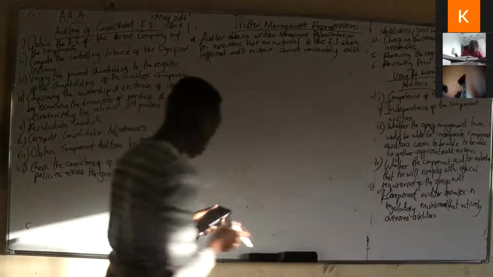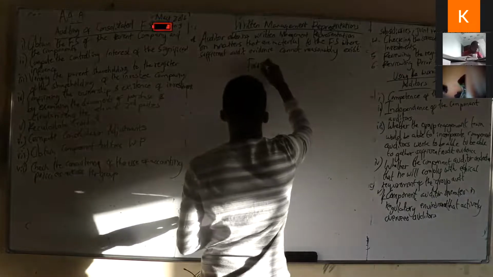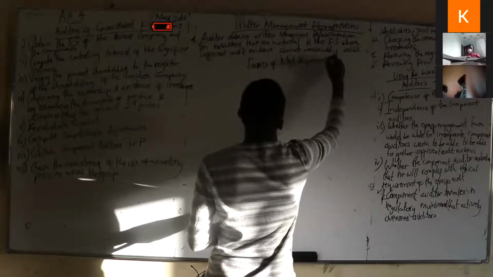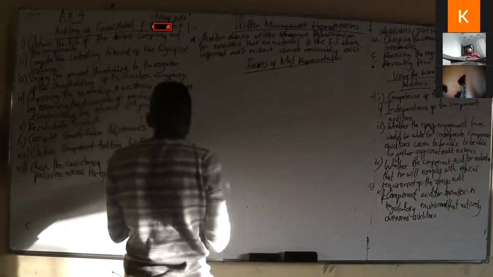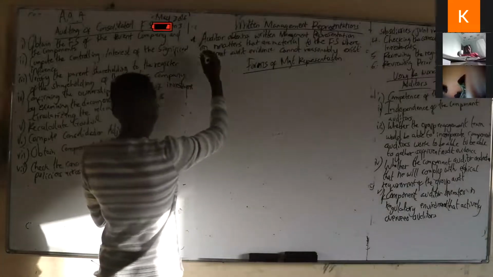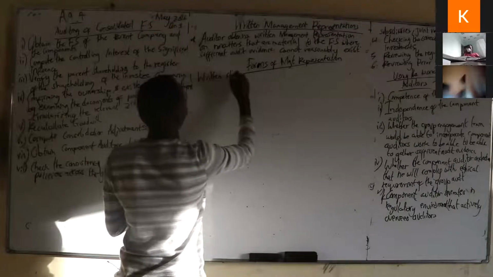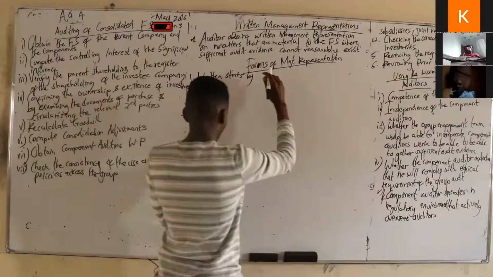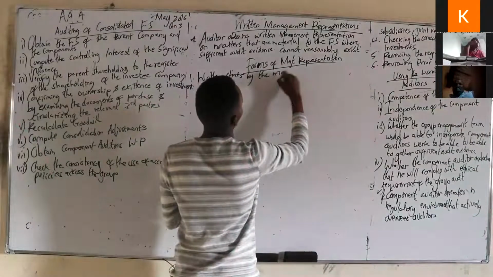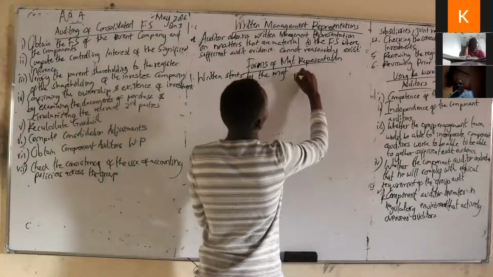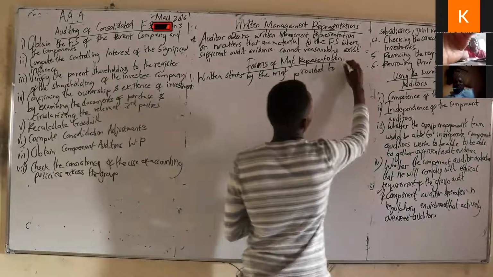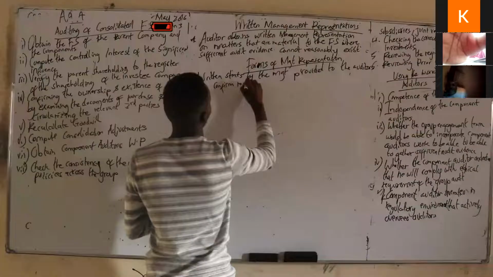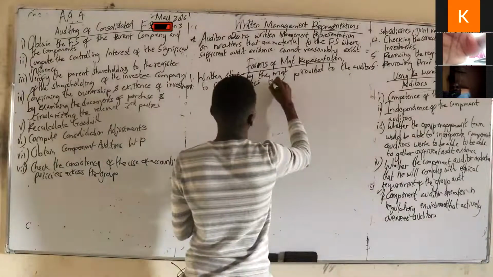Some of these forms of management representation include, for example, written statements by the management, provided to the auditors to confirm matters to the auditors, to support other evidence.